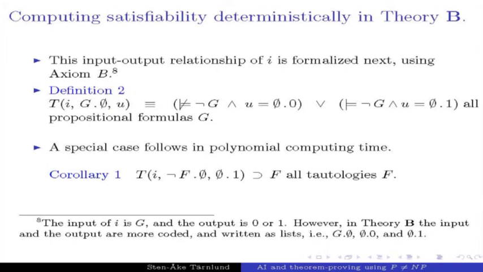Then, definition of I. We define this as: if not G, propositional formula G, if that one is not valid, then G is satisfiable. Then we give the output 0. And if not G is valid, then G is not satisfiable. And it writes the output 1. And then we get a useful result, but it's rather trivial.